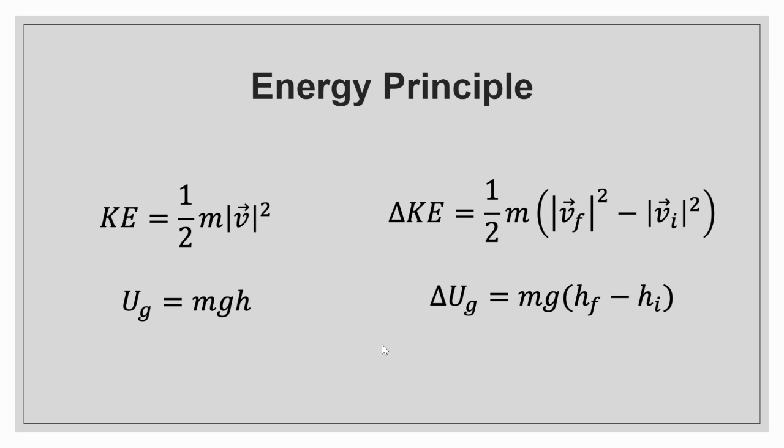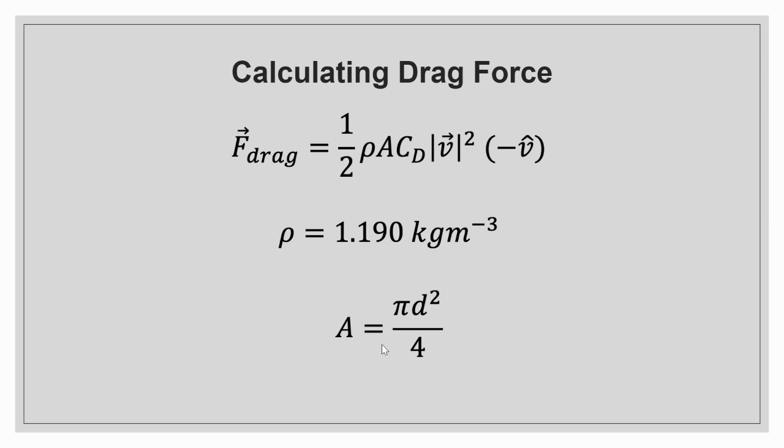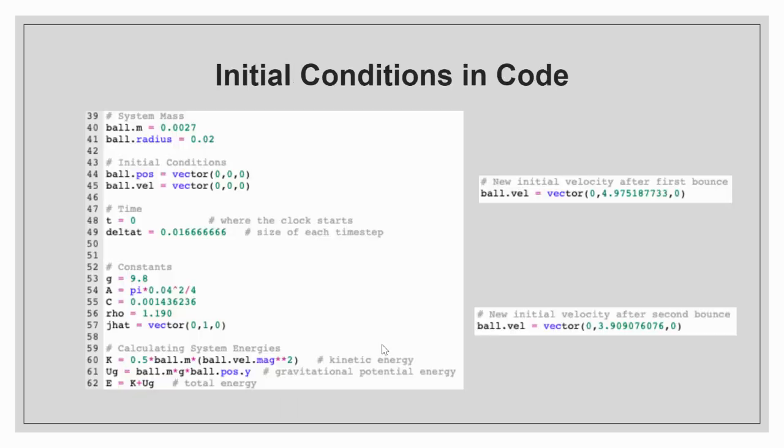From this, we can also calculate the changes in each of these energies as shown in the right hand side. At the bottom, we can find the work done by the drag force on the ball by taking the scalar product of the drag force and the displacement of the ball. To calculate the drag force, this formula was used, where rho was the density of air, A was the cross-sectional area of the ball, CD was the drag coefficient, v was the velocity of the ball at that instant, and v hat was the direction of the velocity.